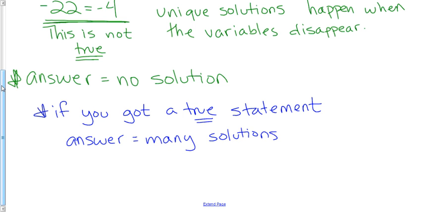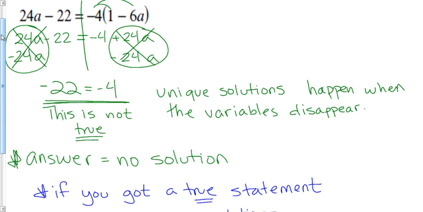Okay? And the reason why that is, we're looking for a variable that would make this equation true. And because all our variables cancel out, there is no value of a that you can plug into this equation to make negative 22 equal to negative 4. So as a result, there's no solution. There's no possible value for a to plug in and make that equal. Similarly, if you got an equation that was true, it wouldn't matter what value you picked for a, the equation would always be equal.